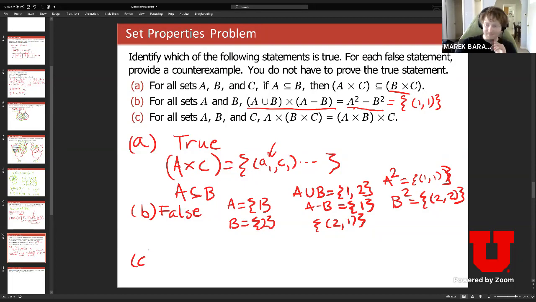One more thing about that. Usually for these problems, simple examples are better than complex ones. You usually will be able to find something easy. And for C, we have 3 sets A, B, and C, and we're asked if A cross (B cross C), with parentheses around B and C, is equal to (A cross B) cross C, with the parentheses around A cross B.